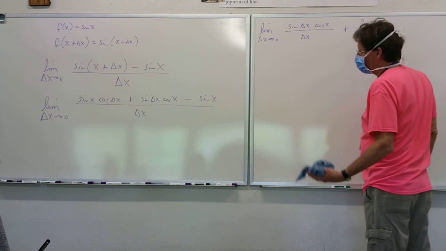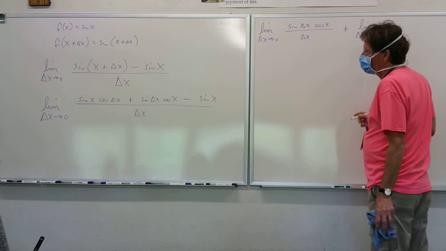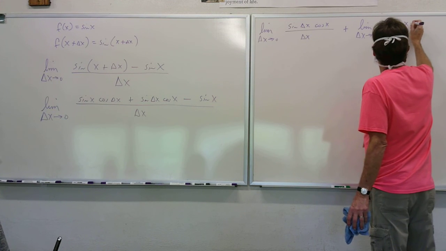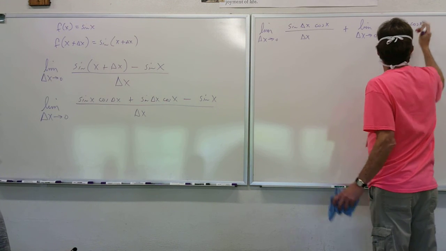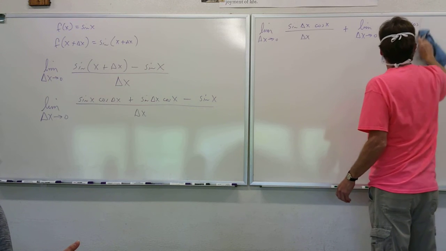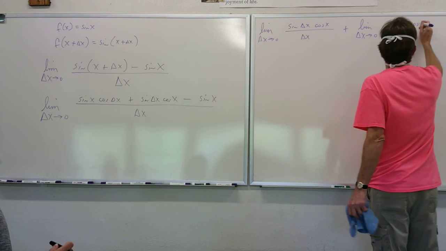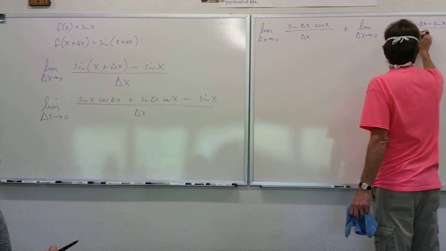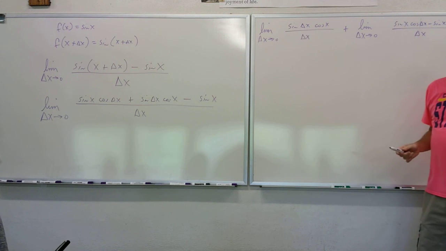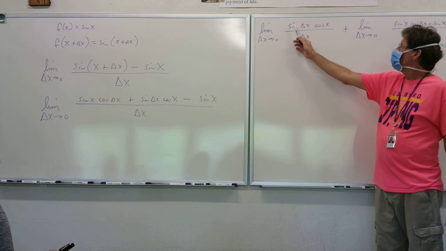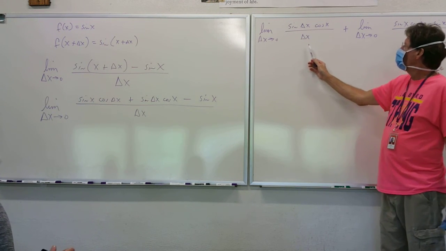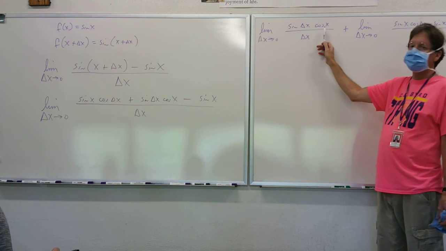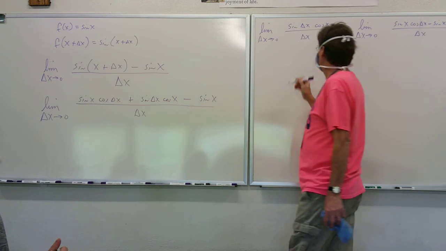You can do limits separately as long as they're added together. Sine x cosine delta x over delta x minus sine x over delta x. Okay, folks, that first part is going to be 1 right there, right? Everybody agree that that's going to be 1 times cosine x? So that part's cosine x.